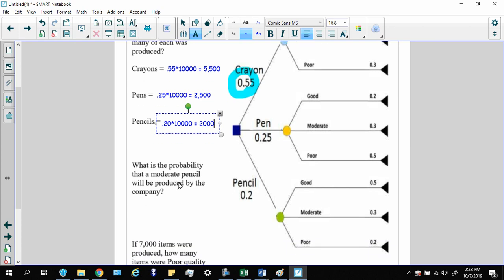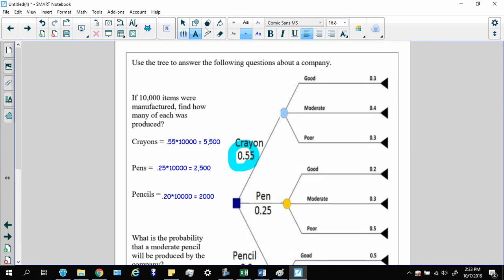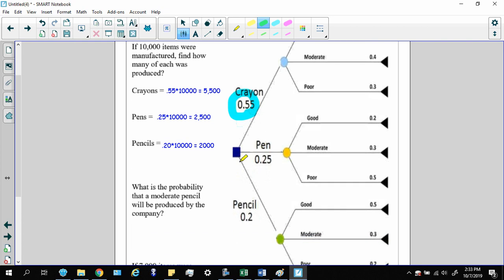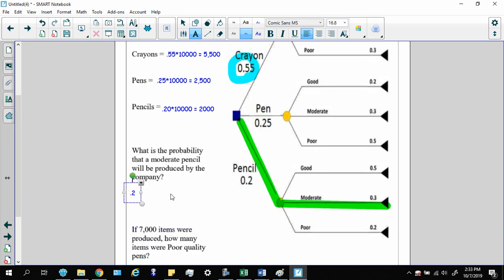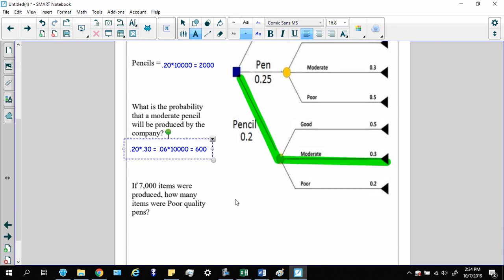What is the probability that a moderate pencil will be produced by the company? All right, a moderate pencil. Let's see, a moderate pencil. All right, there's a pencil, that's 20%, times moderate, which is 30%. So I'm going to do 0.20 times 0.30. I believe it's going to be 0.06. I'm pretty sure on that, but I'm going to check. Yep. And I'm going to times that by, let's see, what's probability? 10,000, because there was 10,000 that were created. And I believe that's going to give me 600. It does.